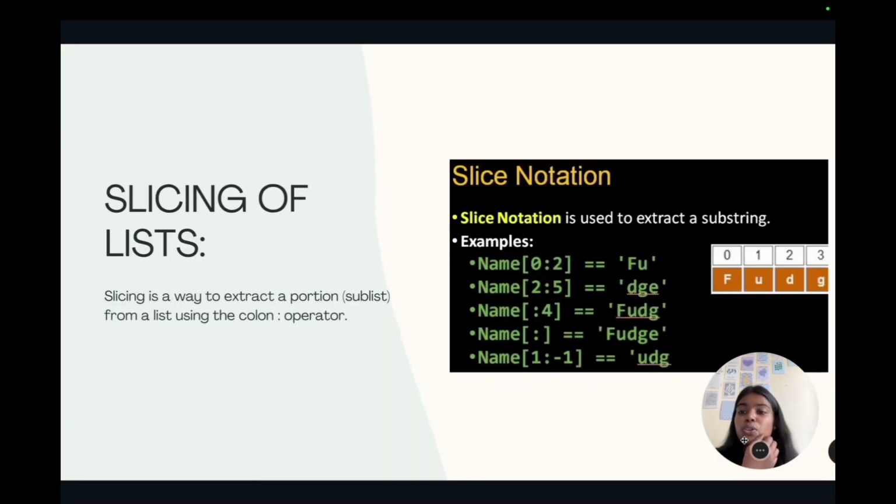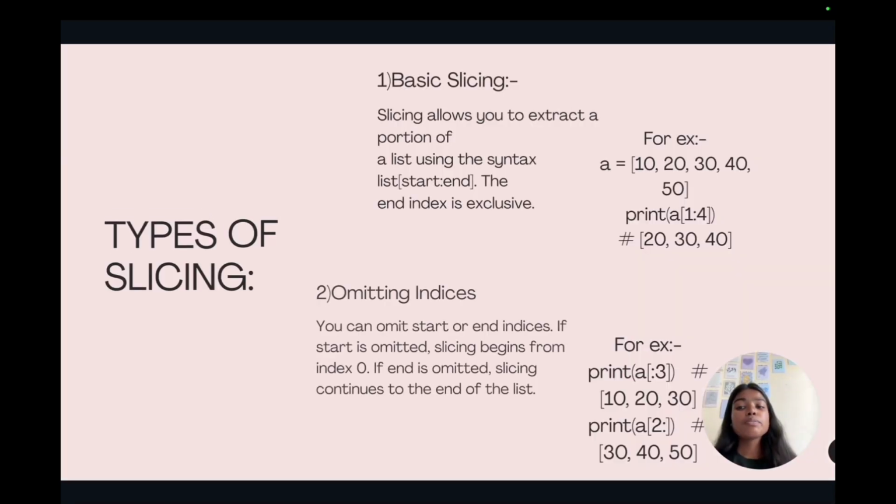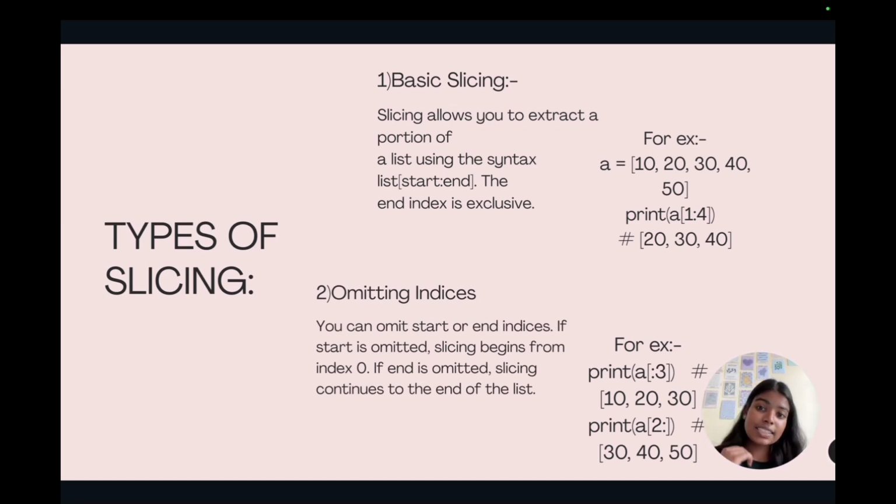Now let's move on to slicing. Slicing is a way to extract a portion from a list using a colon operator. There are various types of slicing used in lists. The first one is basic slicing. Slicing allows you to extract a portion of a list using the syntax list[start:end]. The start will be included and the end will be excluded.